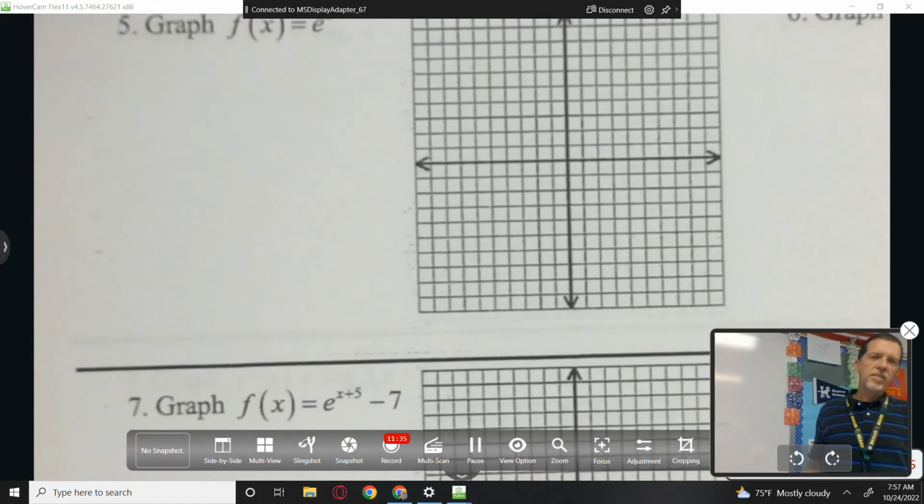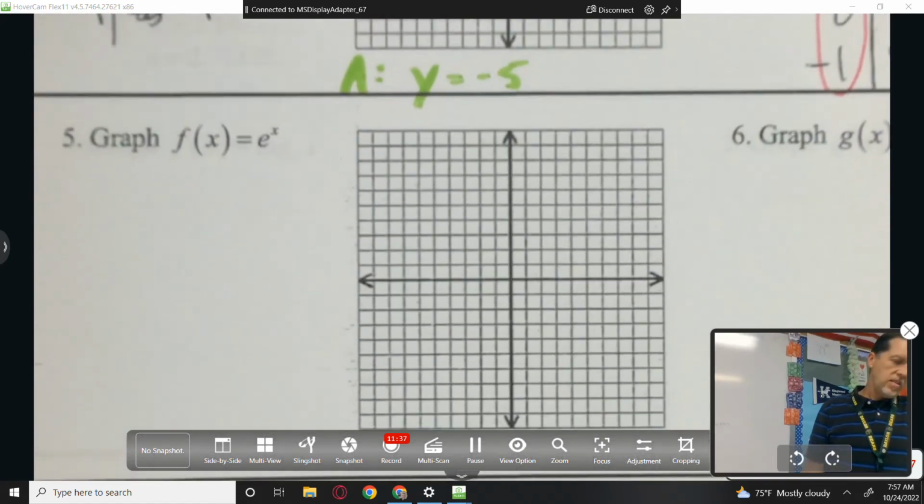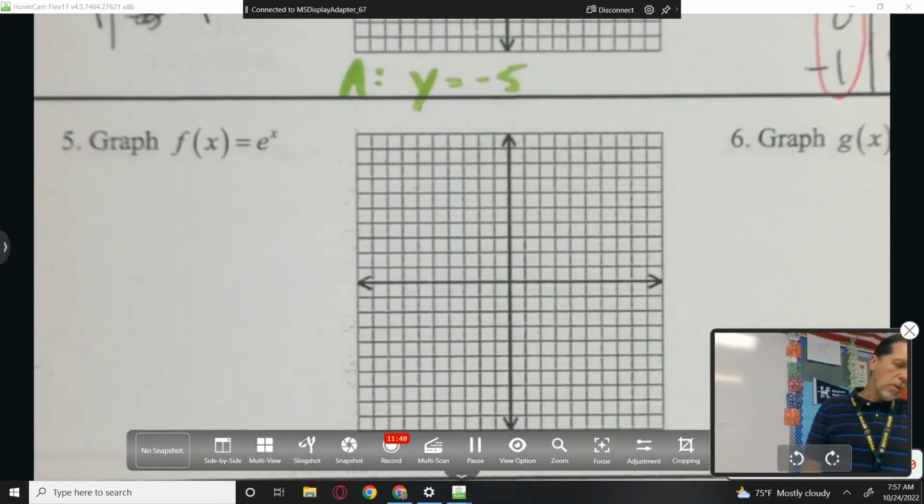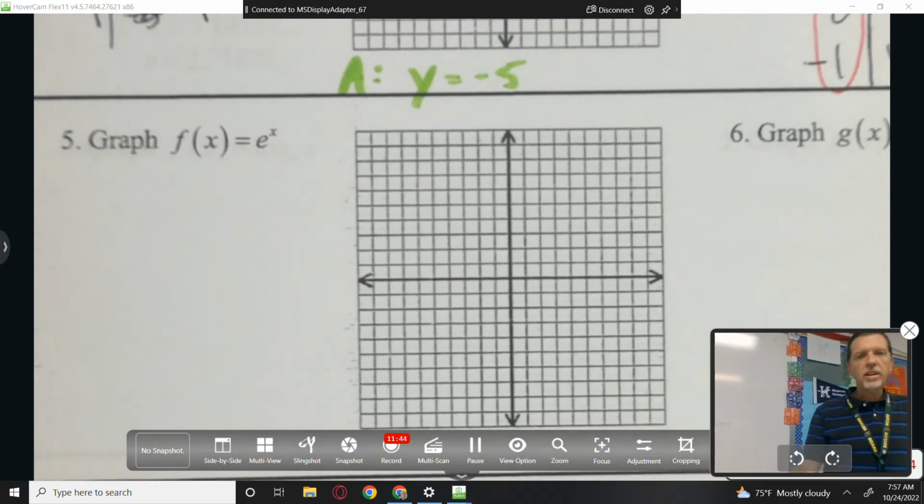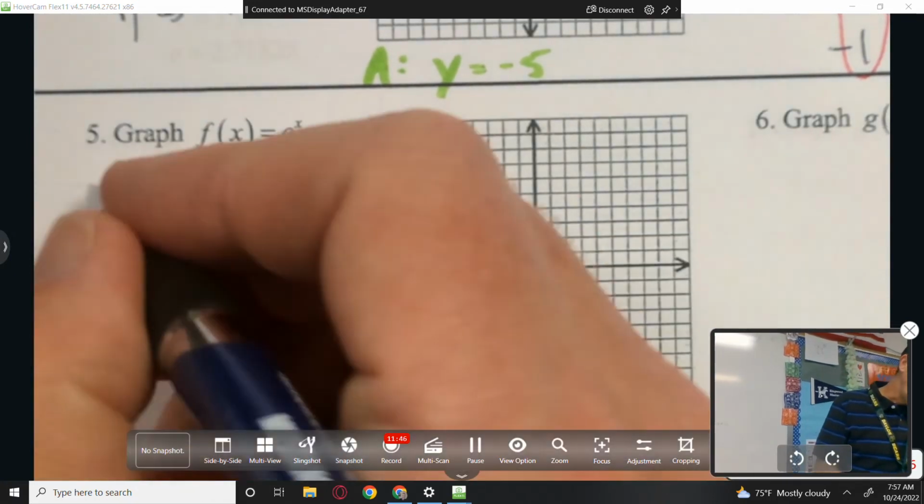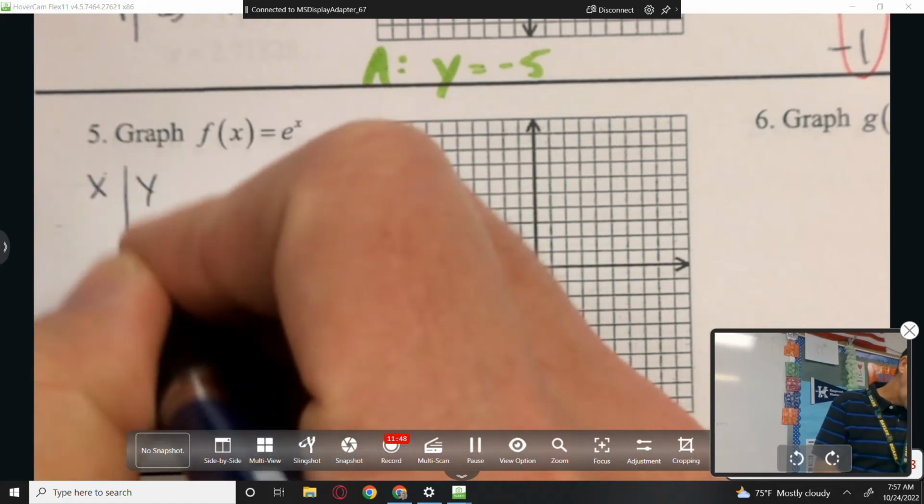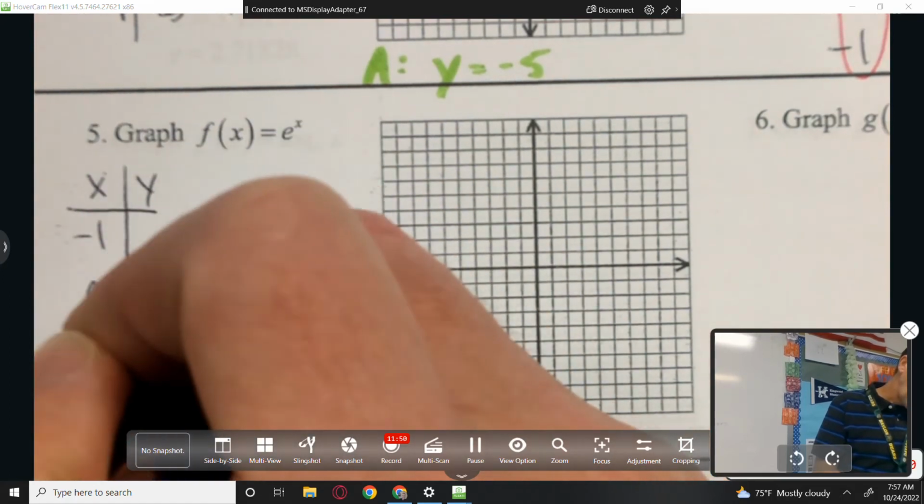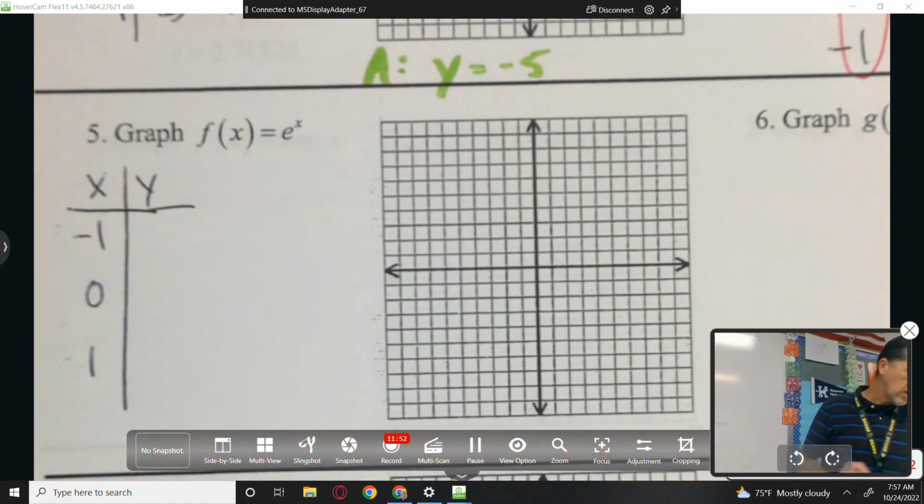Number 5. So it's kind of a big break between 1 through 4 and 5 through 8, because our base is not 4 anymore, it's e to the x. Let's start the same way. X, y, -1, 0, 1.